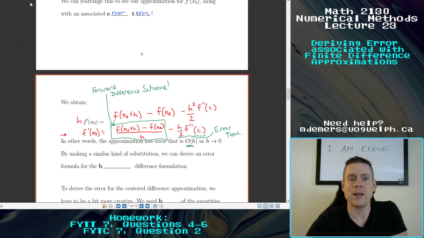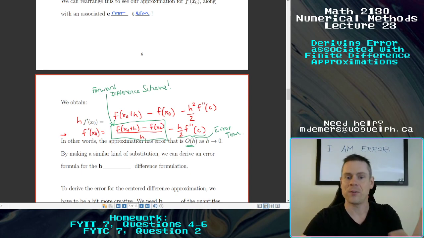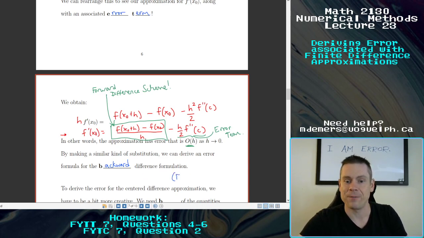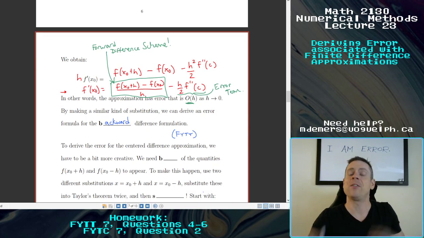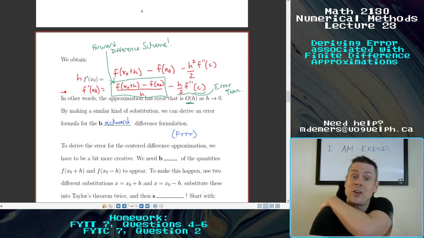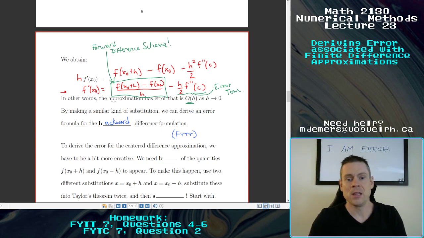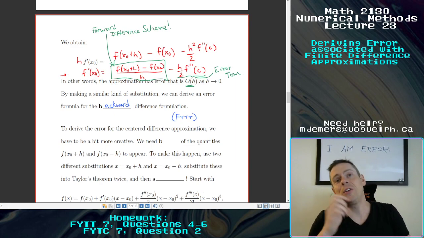So that's kind of cool, right? Taylor's theorem has the functionality of letting us determine what error is associated with this forward difference scheme. And similarly, you can derive an error formula for the backward difference formulation, and I'm going to leave that for you to try. It's one of your for-you-to-try questions. It's very, very similar. It's not hard, but it requires you to wrestle with that formulation and Taylor's theorem and all that good stuff. So there's one more thing though.